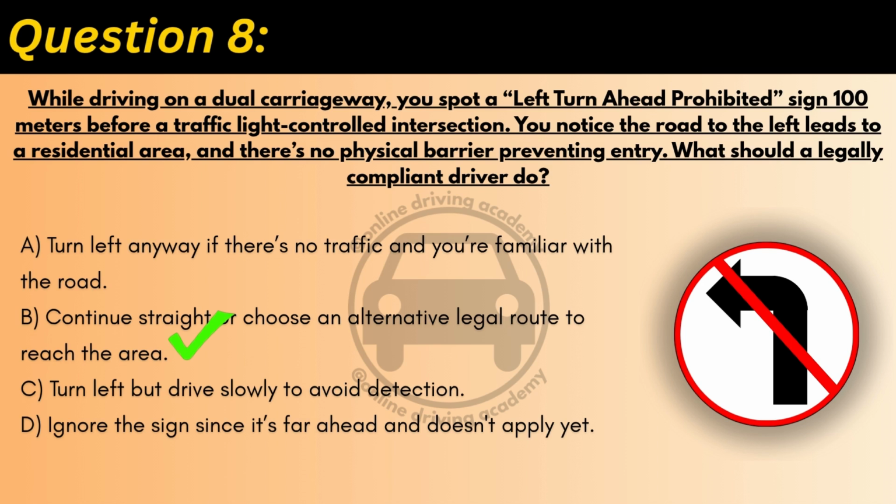Automatically that's going to be incorrect. With option D, it tells you to ignore the sign. Now you can never ever ignore a sign unless a traffic officer instructs you to do so. And since there's no traffic officer instructing you to ignore the sign, option D will be incorrect. Therefore, option B is going to be your correct answer.